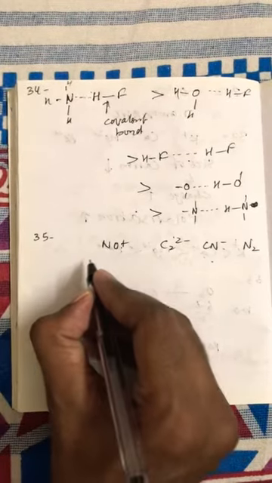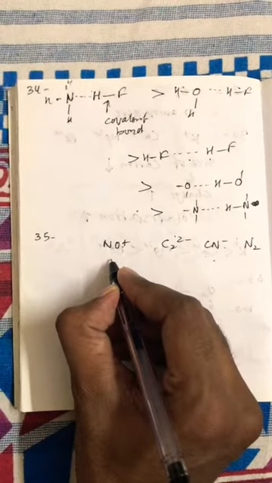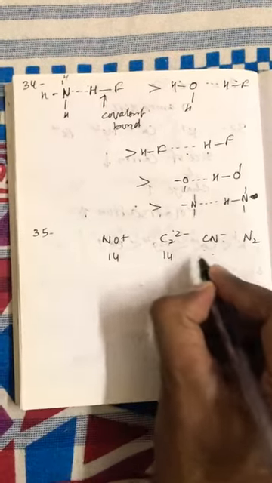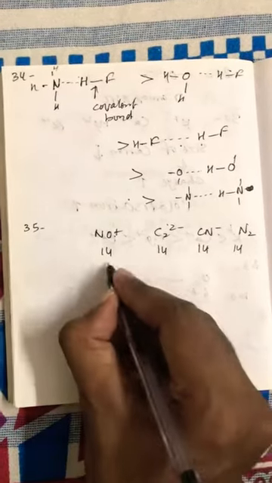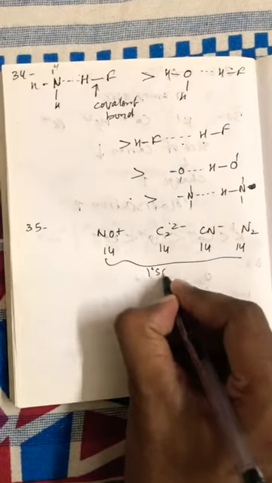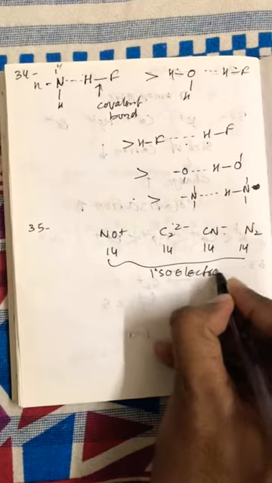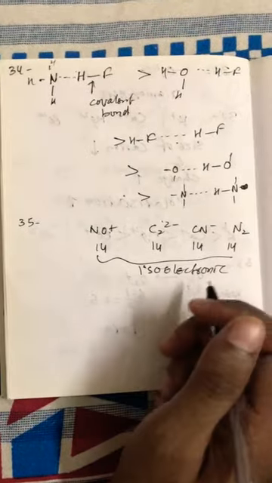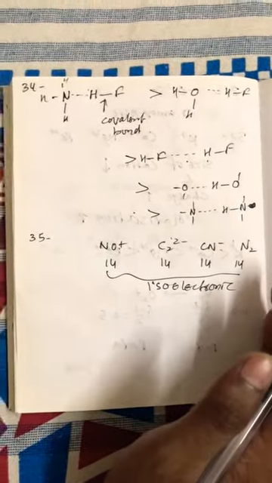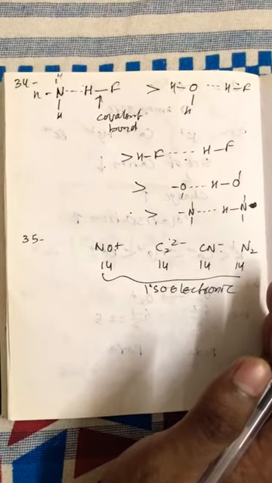Question number 35. All of them have 14 electrons. That's why they are isoelectronic. Or we can say all of them have the same number of electrons. That's why they are isoelectronic.